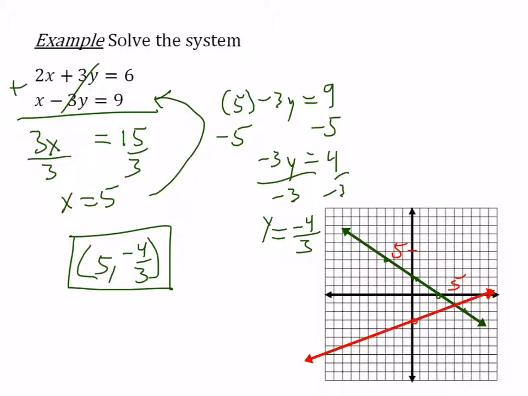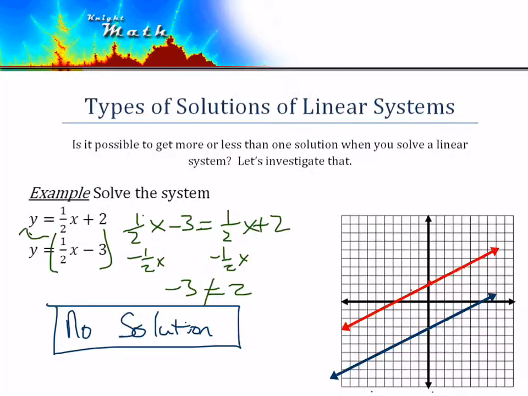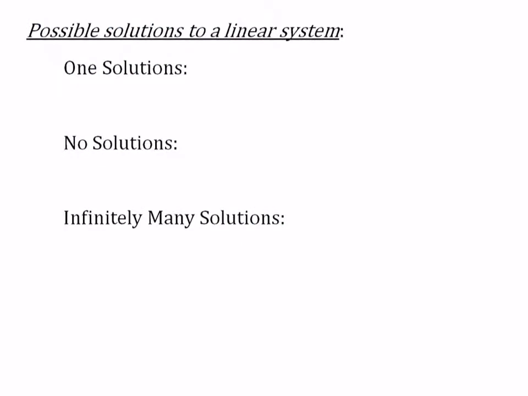So, yeah, that looks right. We got it. Okay, so we can either have lines that intersect at one point, like we've seen before, or lines that have infinitely many solutions because they intersect all over the place, or lines that don't intersect at all. That gives us no solution. So, possible solutions to a linear system. We have one solution if the lines cross at one point.